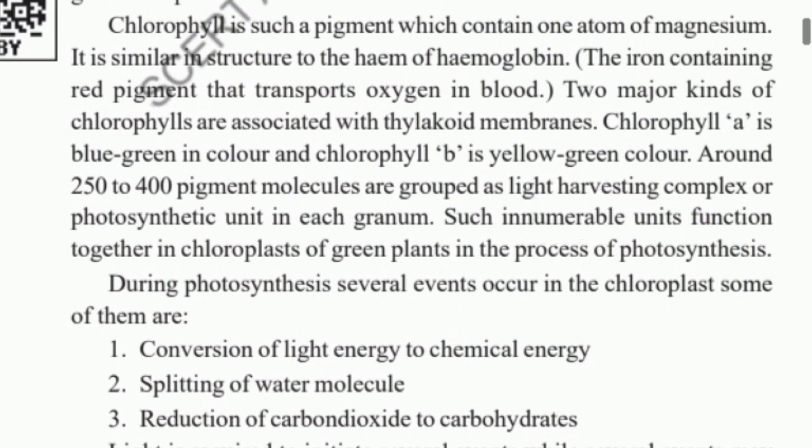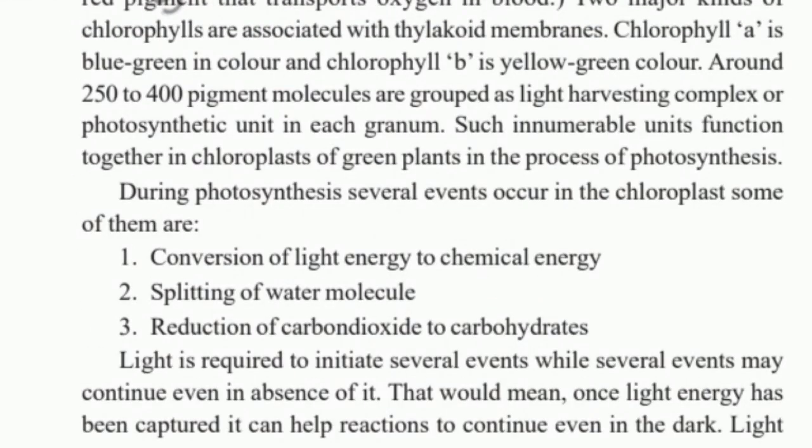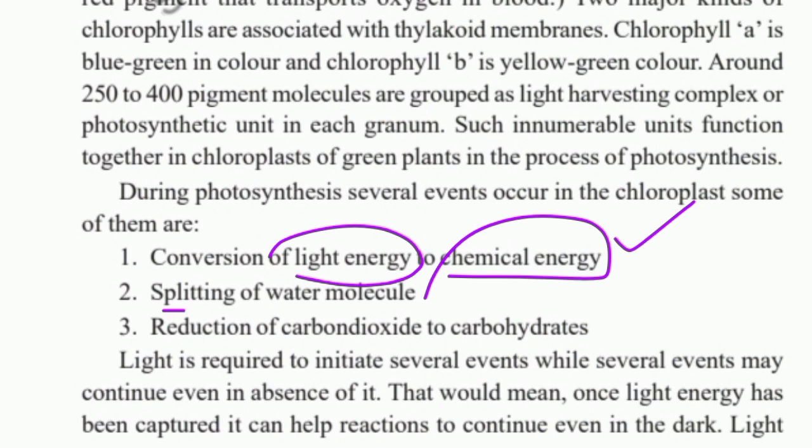During photosynthesis several processes occur in the chloroplast. So what are those processes? The first process is the conversion of solar energy, or light energy, to chemical energy. We have already discussed this in the previous lectures. Then there is the splitting of water molecules, which we will discuss in the very next lecture when we see the mechanism of photosynthesis. The next step is reduction of carbon dioxide to carbohydrates.